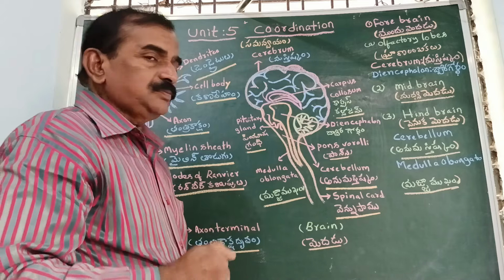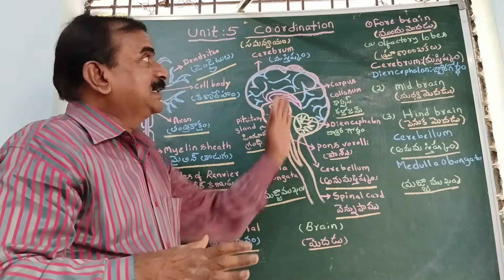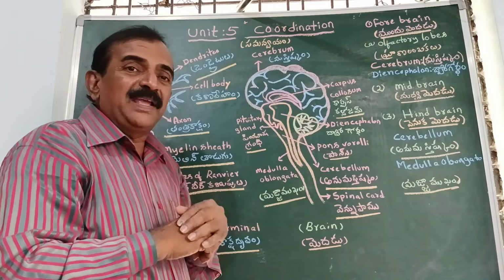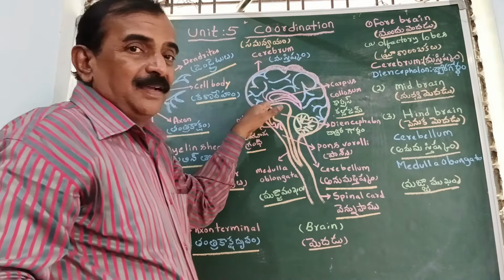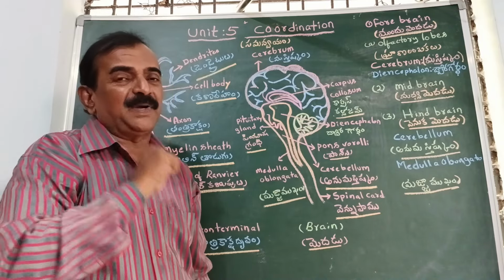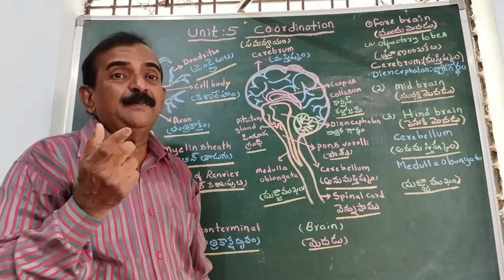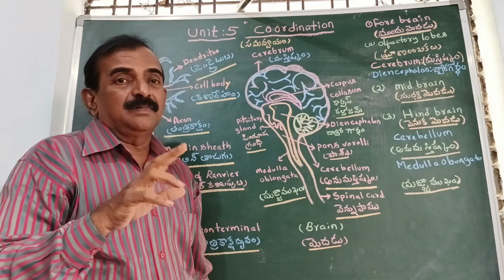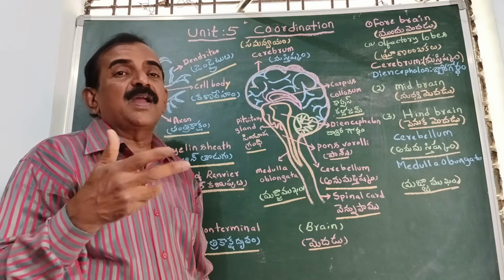Now we are going to discuss the different parts of the brain and also their functions. This is called the forebrain, and the forebrain is the largest part of the brain. In the old textbook, see page number 101. In the new textbook, page number 108.